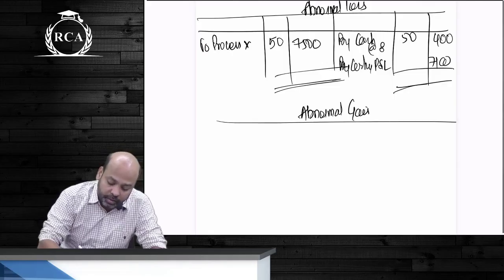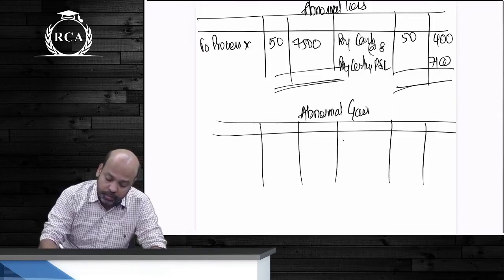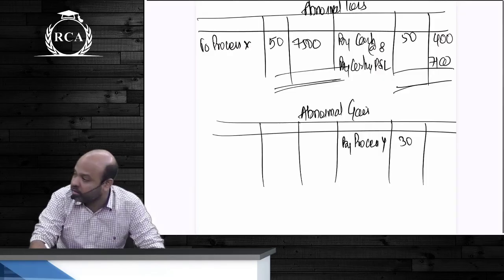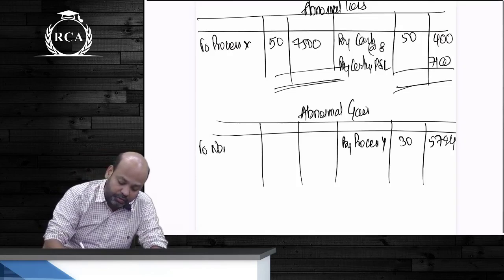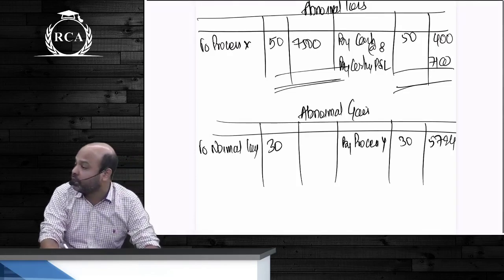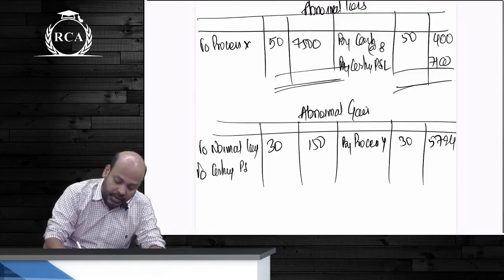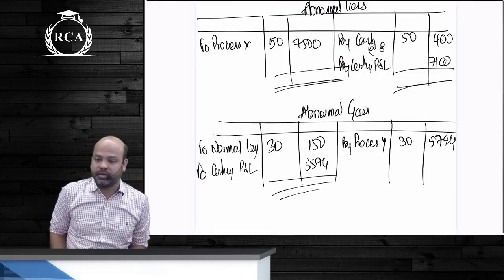What will you write, guys, in abnormal gain account? By process Y, 30 units at 5724. We have adjusted the scrap value of normal loss, beta, against this abnormal gain. 30 units at 150. The net difference, guys, will get transferred to costing P&L account. 5574. Are we all clear about this?